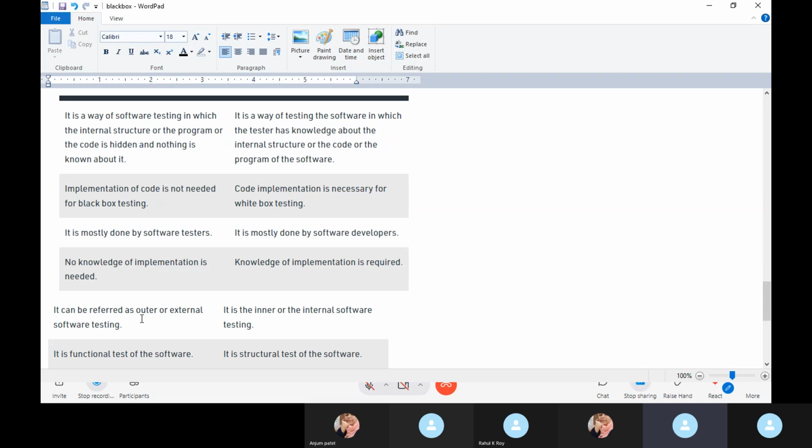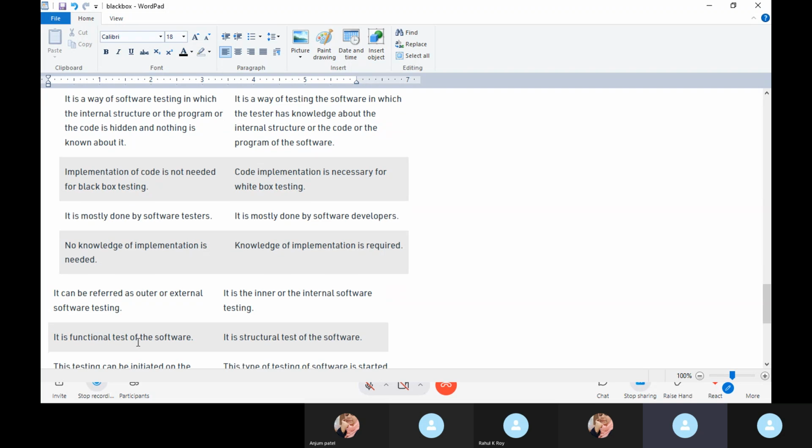And as testers, we are just testing the application. Internally, how the code is implemented, we are not testing. We are just testing the functionality. So that is why it is known as external software testing. We are just testing the external part in black box. And in white box, we are testing the internal part, the coding part. Black box is a functional test. White box is a structural test.